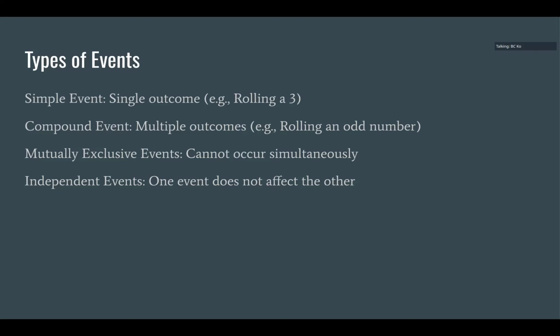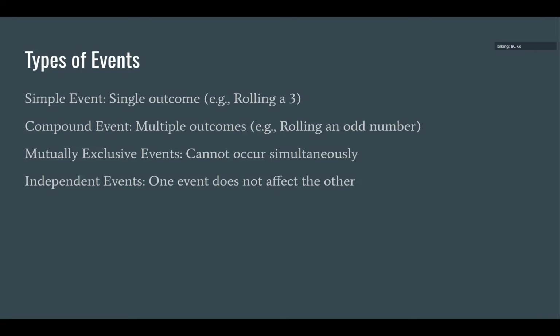And mutually exclusive events are events that cannot occur simultaneously. So to give you an example, rolling a 2 and rolling a 5 are mutually exclusive because you cannot roll 2 and 5 at the same time.